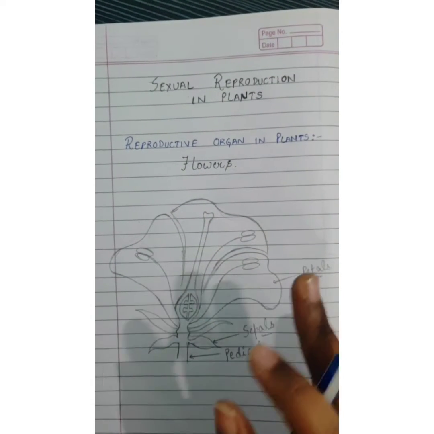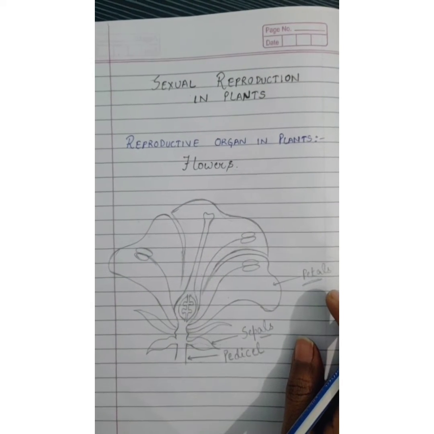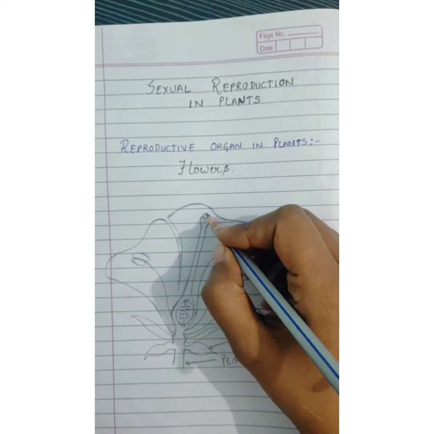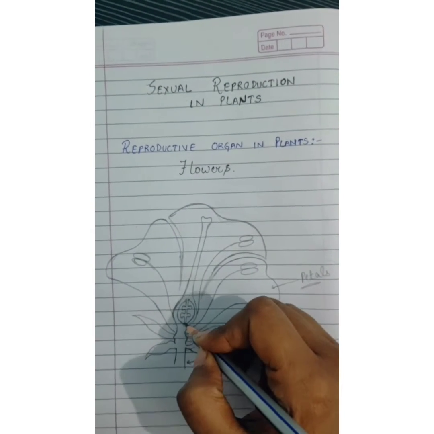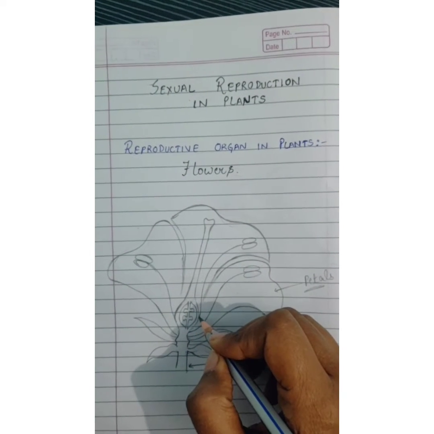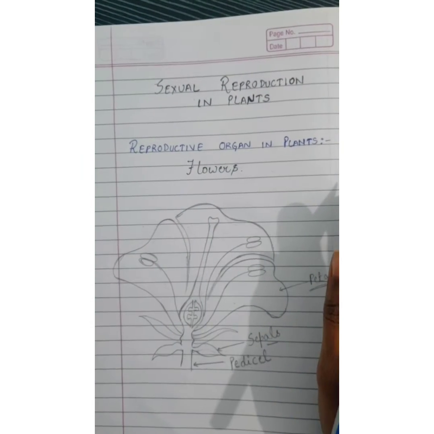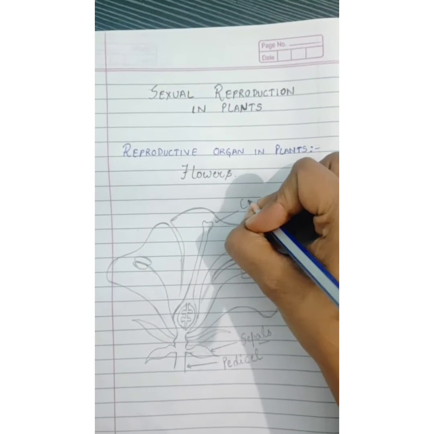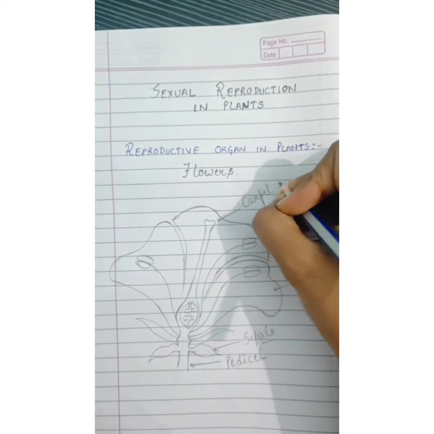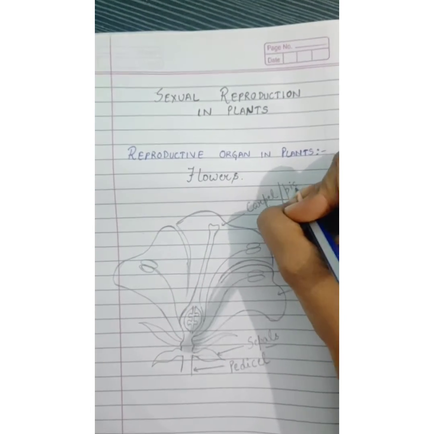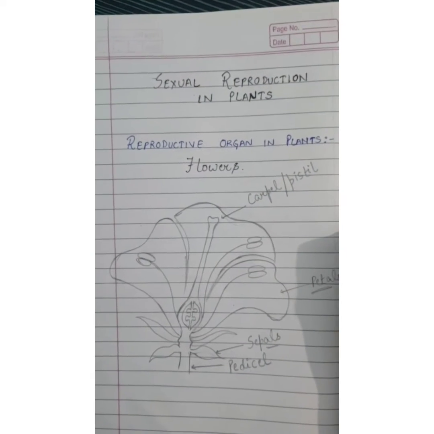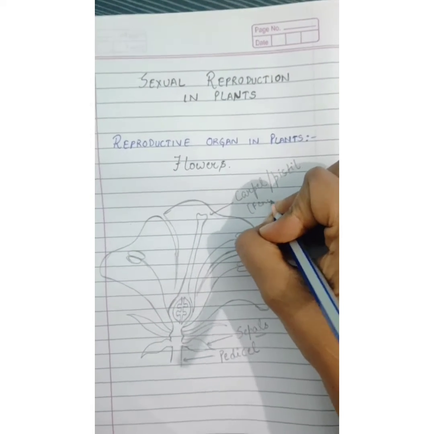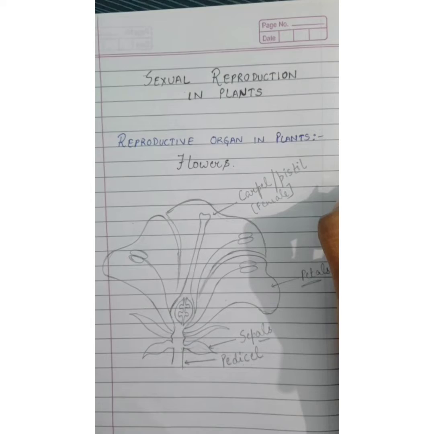Now, let's talk about the reproductive parts of a flower. In the center of a flower, there is a structure like this. The central structure of the flower is the female part of the flower. This female part is known as carpel, C-A-R-P-E-L, carpel, or pistil, P-I-S-T-I-L, pistil. Repeating, the female part of any flower is called carpel or pistil.